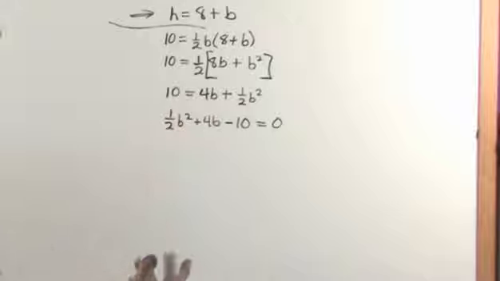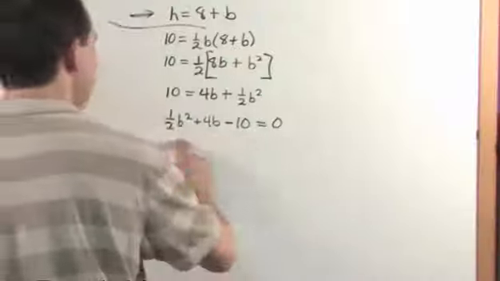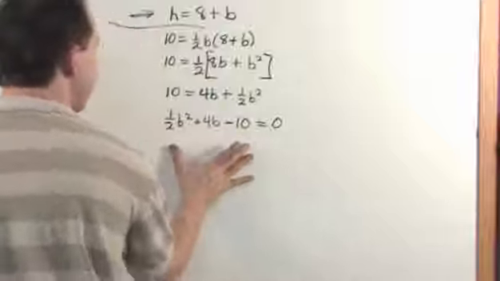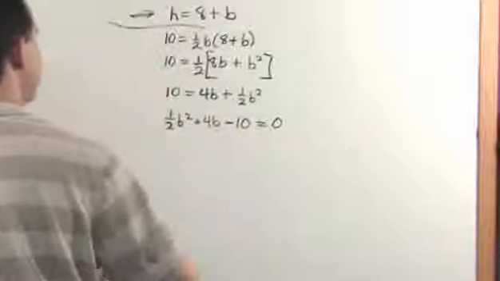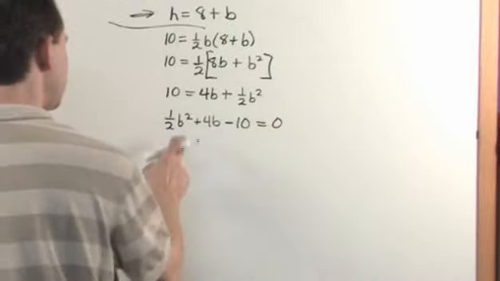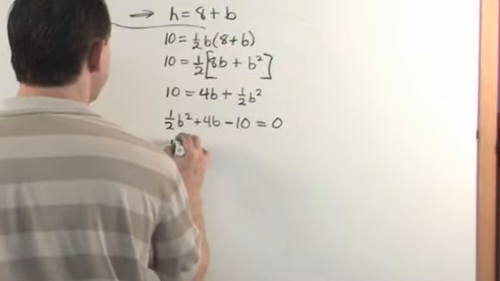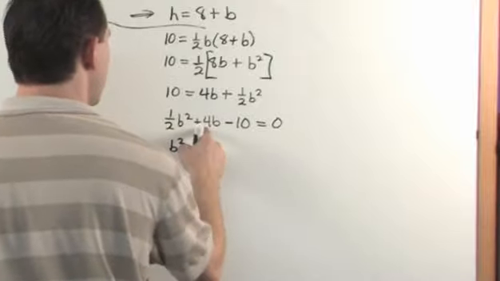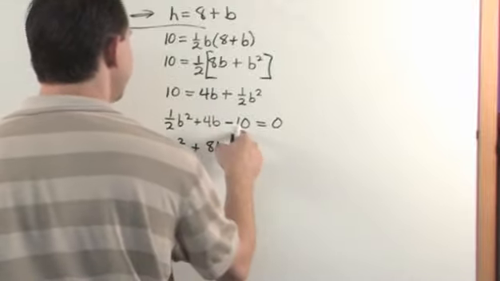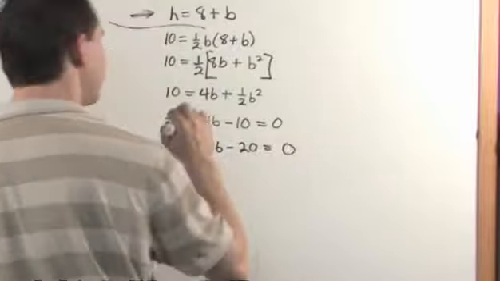You can still solve this problem with this here, but I just personally don't like fractions in my quadratic functions like this. So I want to get rid of this. So I want to multiply this entire equation by 2. I'm going to multiply everything on the left by 2, and I'm going to multiply everything on the right by 2. So when I multiply everything by 2, 1/2 times 2 is just simply 1, so I'm going to have b squared plus 4 times 2 is 8b minus 10 times 2 is 20, and on the right I still have to multiply by 2, but 0 times 2 is 0.